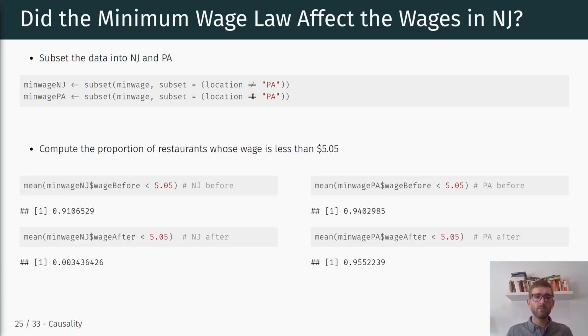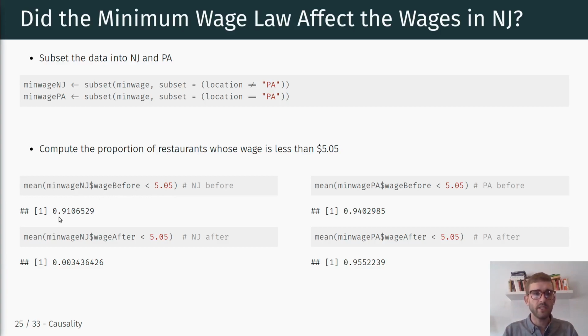And then next we compute the proportion of restaurants whose wage is less than $5, right? Because presumably we could also imagine that in New Jersey, prior to the minimum wage increase, maybe the wages were already so high that the law change didn't actually have any effect, right? So in order to make sure that this is not the case, we look at both in New Jersey and in Pennsylvania the proportion of cases that paid less than $5.05 before and after the minimum wage increase.